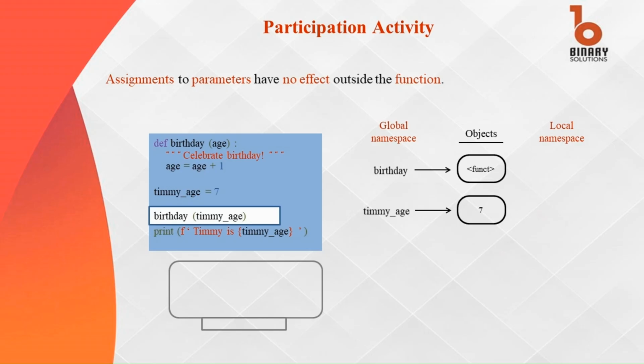As a result, when the function finishes executing, the global variable timmy_age still holds its original value of 7. Therefore, the final print statement displays "Timmy is 7," illustrating that parameter assignments in a function only affect the local namespace and do not modify the original variable outside the function.